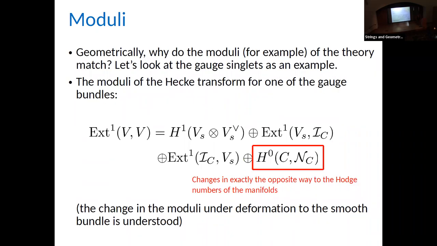So this changes in exactly the opposite way to the Hodge numbers of the manifolds involved in order to preserve the number of singlets. So we have, in varying levels of generality, assuming complete intersections, et cetera, for the Calabi-Yau, a proof of this in general in our paper.